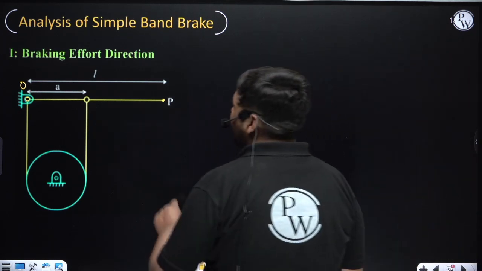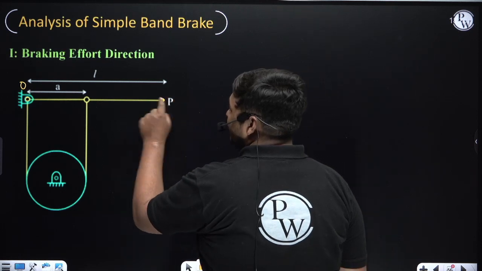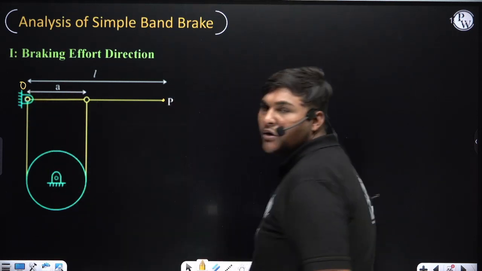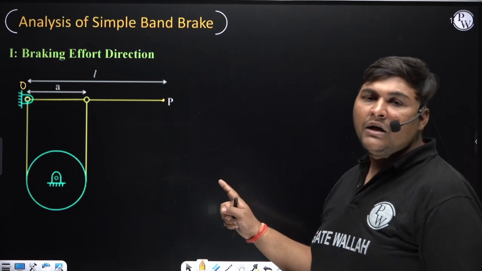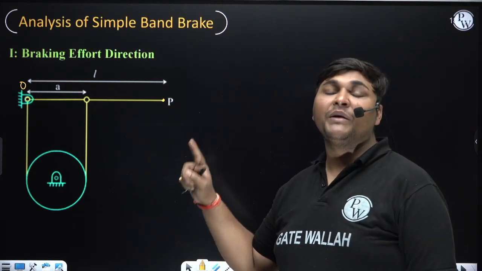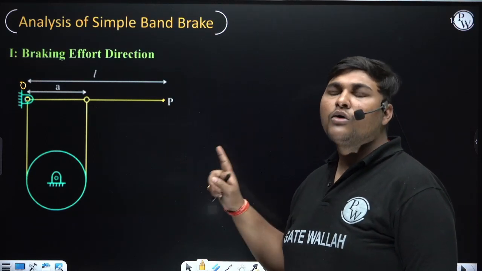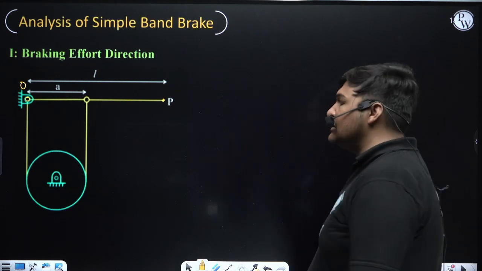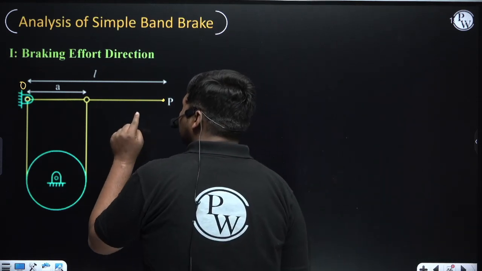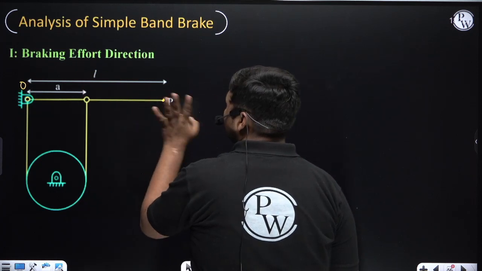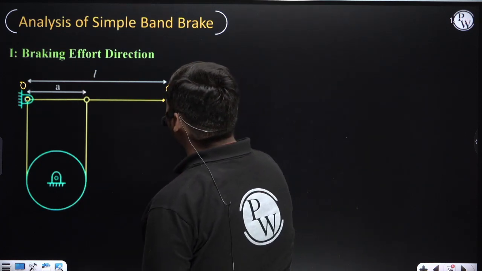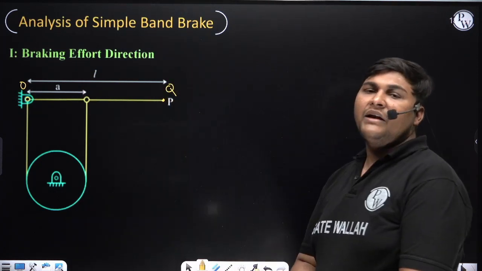First we will apply braking effort at the point in this lever which is farthest from point O, because by doing that, with the same braking effort we will get more braking action in the drum. So we will always apply braking effort in this lever at the point whose distance from fulcrum O is farthest, which is this point. Suppose I am denoting this point as Q.